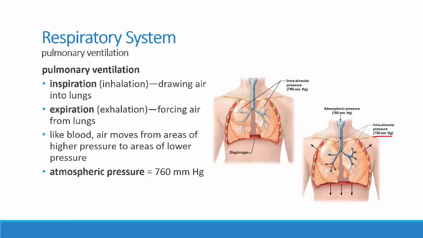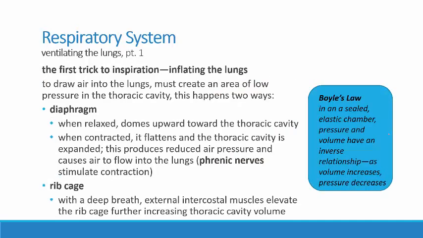So how is this all done? First, we've got to create a low pressure region there in the thoracic cavity, and we do this in 2 ways. The thoracic cavity is a sealed cavity, and when the diaphragm is at rest, it domes up. It's longer because, as it contracts, it's going to shorten. If we have the diaphragm contracted, it flattens out. So here it is relaxed, domed up into the thoracic cavity.